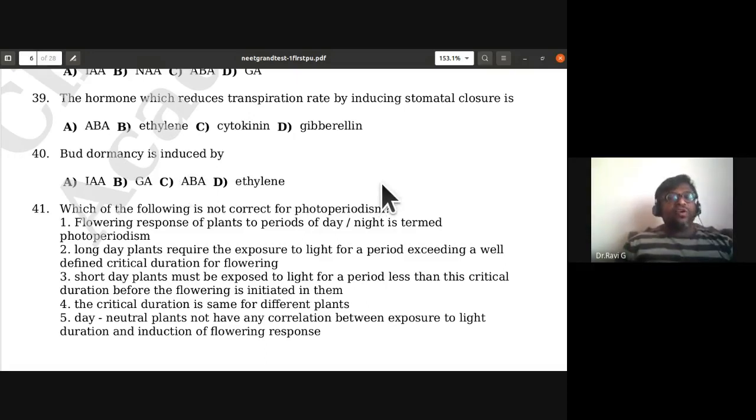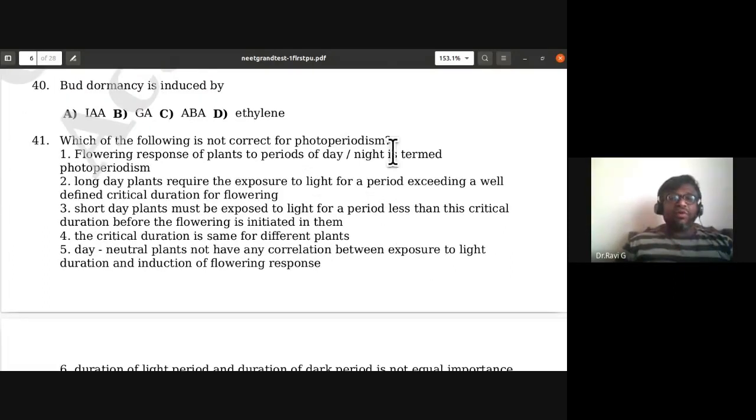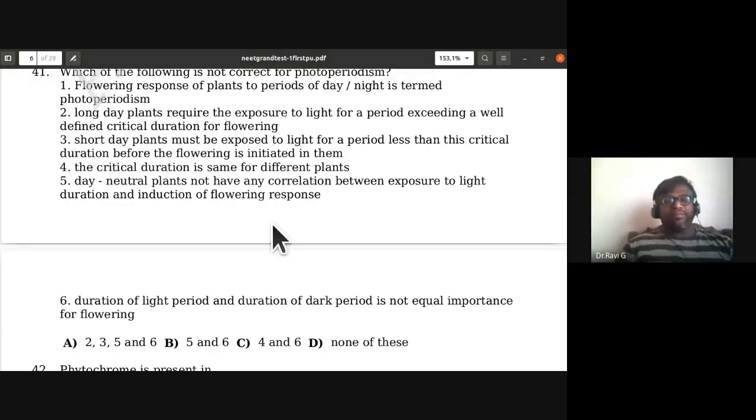41st, which of the following is not correct for photoperiodism? Flowering response of plants to periods of day or night is termed as photoperiodism. Long day plants require exposure to light for a period exceeding a well-defined critical duration for flowering. So you should identify the incorrect statements here. Short day plants must be exposed to light for a period less than this critical duration before flowering is initiated in them. The critical duration is same for different plants. This is going to be wrong.